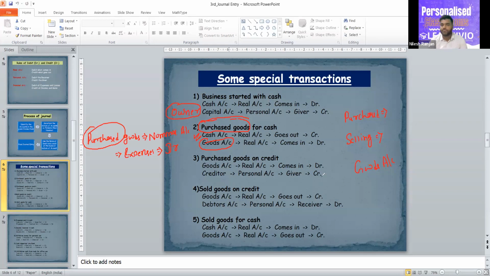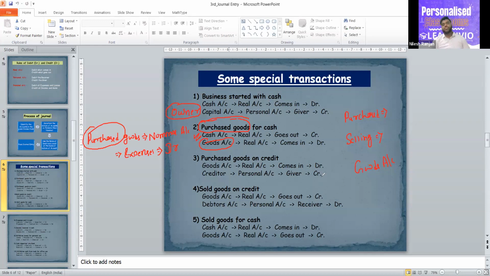Is this clear? Yes, sir. So the journal entry will be: purchased goods on credit. Purchase account debit to creditors account. Is this clear? Yes, sir.